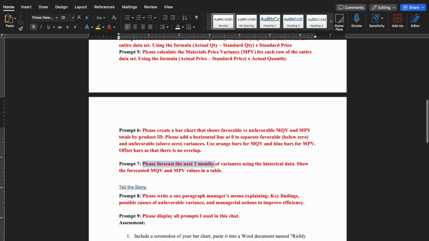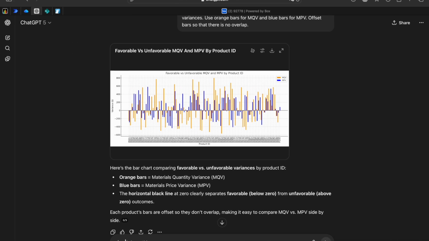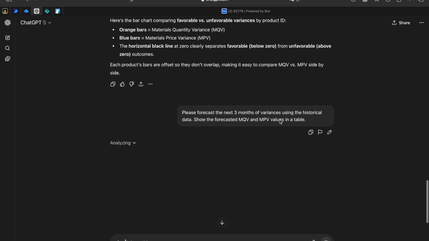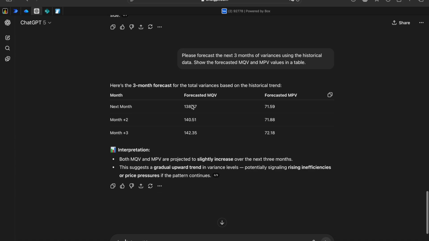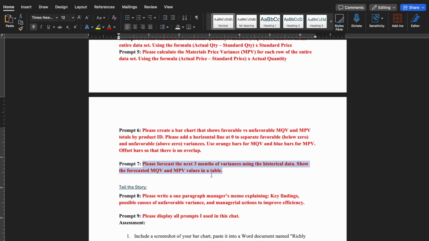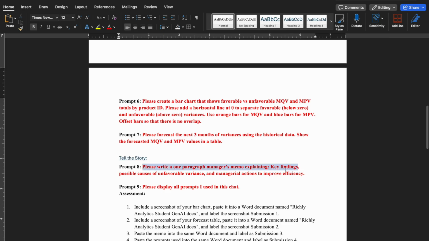Then we can go ask ChatGPT to forecast the next 3 months or so that we can make decisions on forward-looking data. Yep, and it looks like our future forecasted data, our variances, are positive. So this means the next 3 months are also unfavorable. This gives managers a good idea of what's going on with their variances.